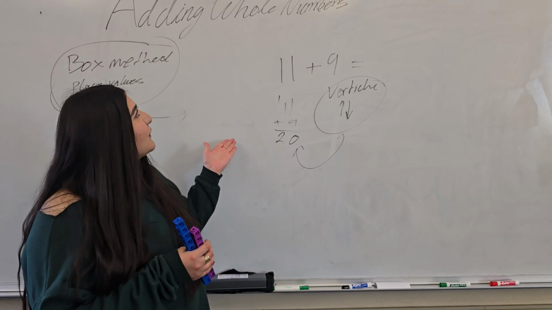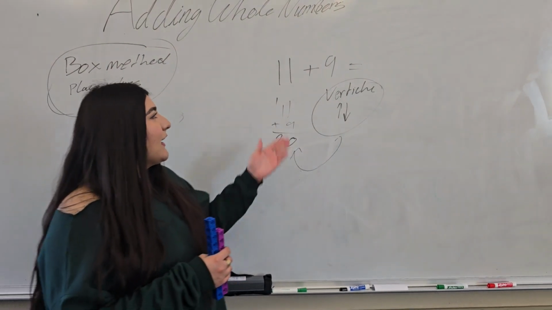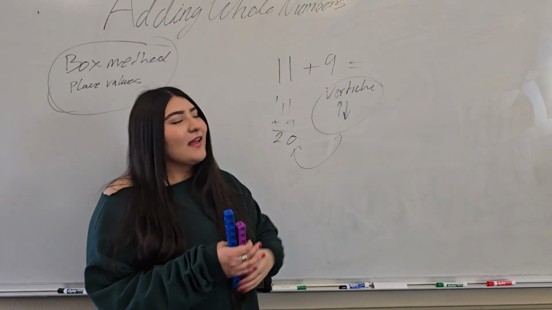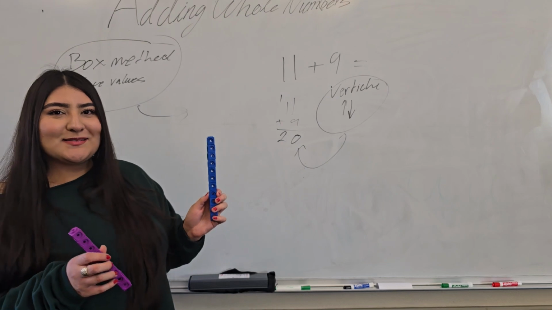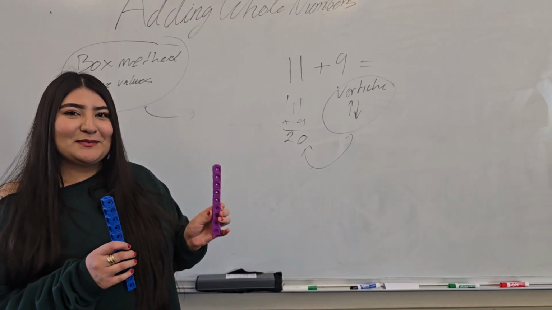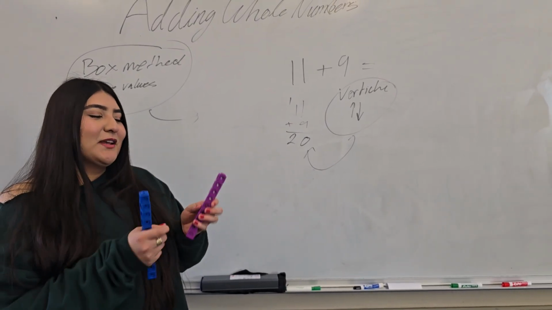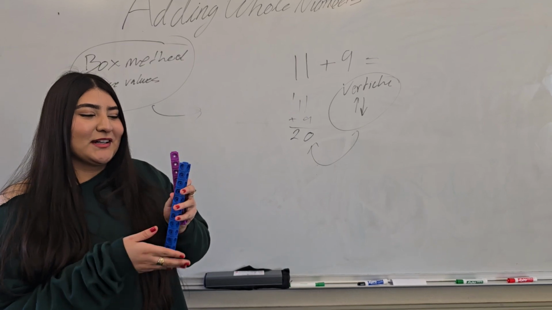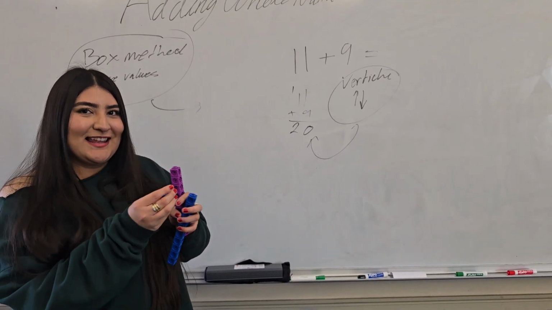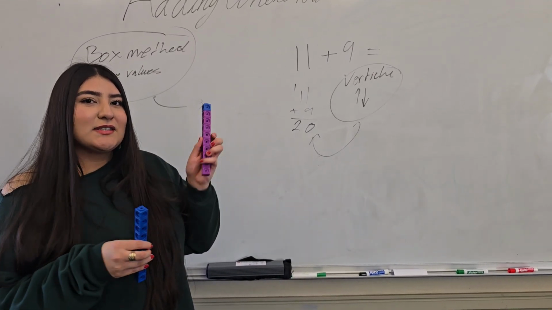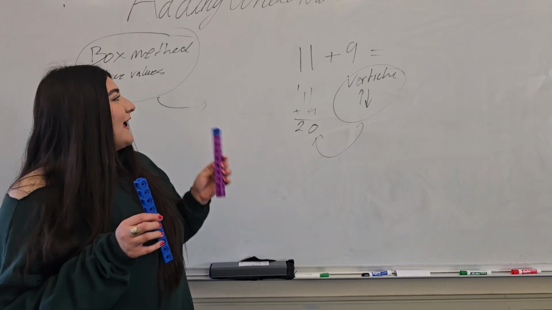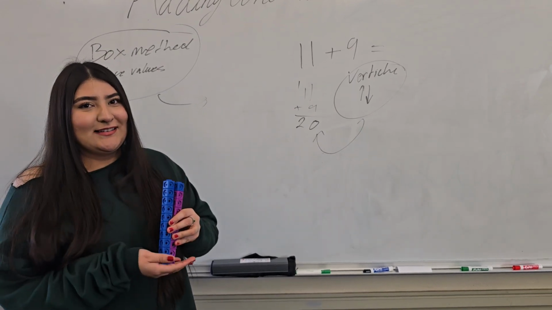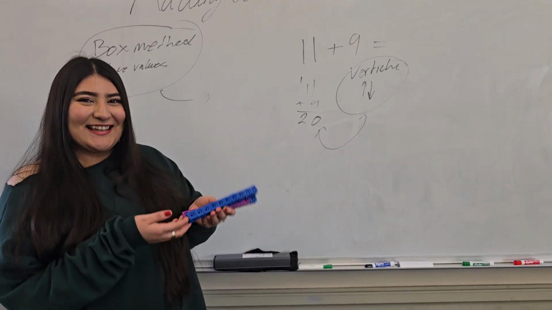Our first example for adding whole numbers, we're going to add 11 and 9 together. Here we have 11 blue blocks and 9 purple blocks. Because we have 9 and we have 11 here, we're going to take 1 from the 11 and add it to the 9. So now we have 10 here and 10 here, and 10 plus 10 is 20. And that's how you add this together.